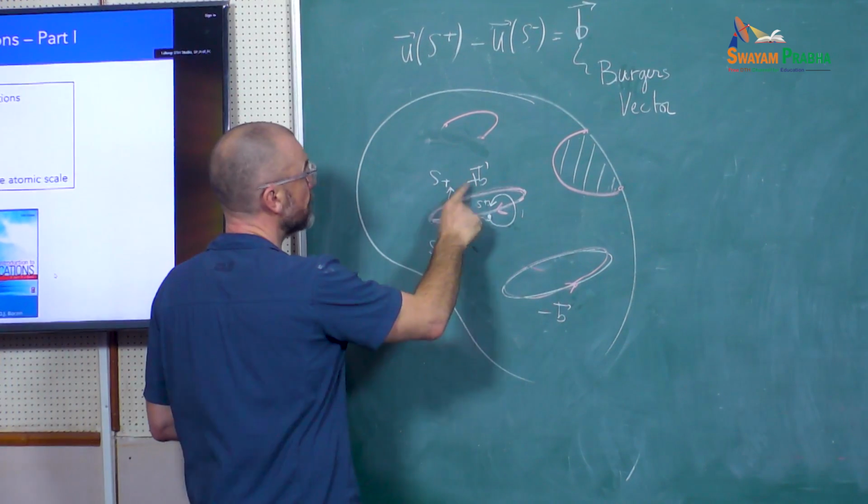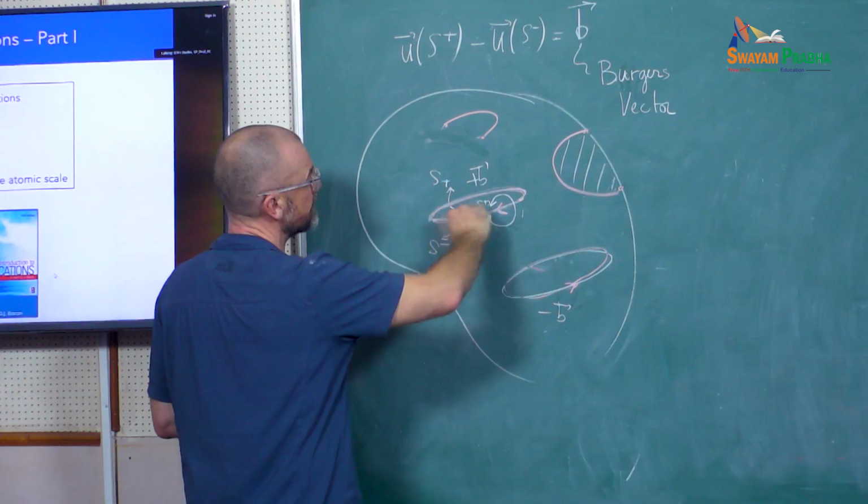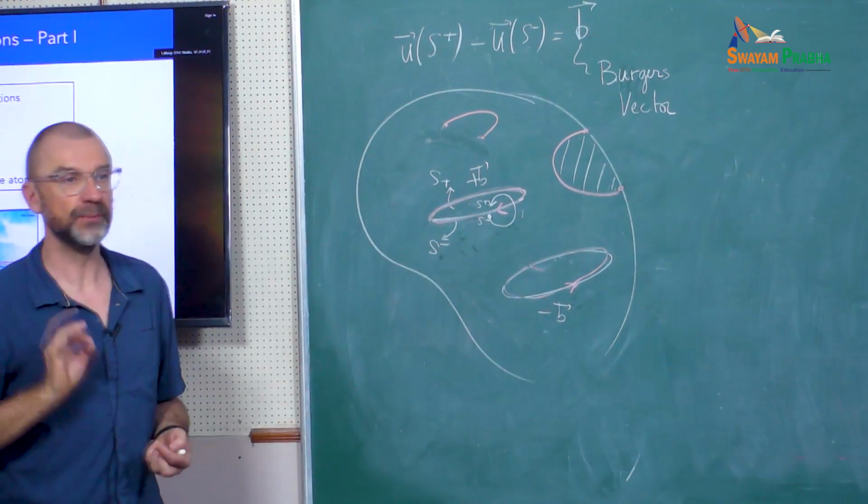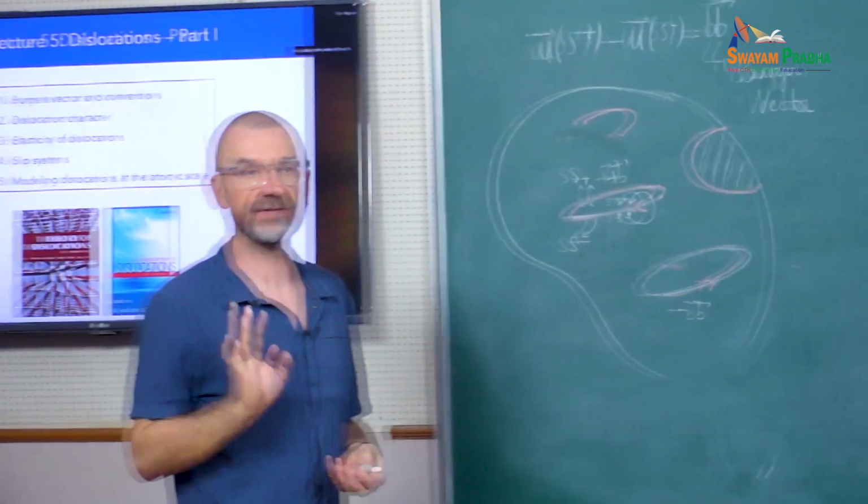Two, the Burgers vector, since it is the slip displacement along the surface, the Burgers vector is constant along the dislocation. The Burgers vector cannot change along the dislocation.